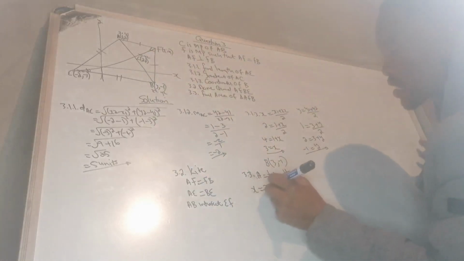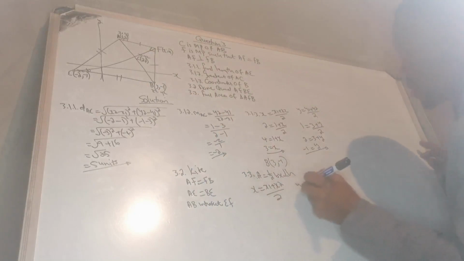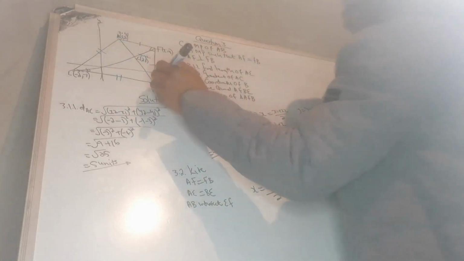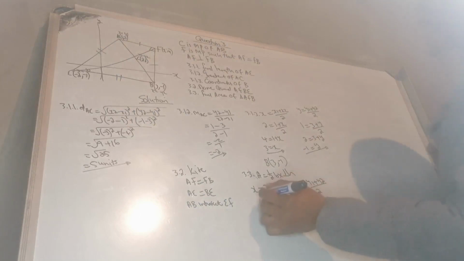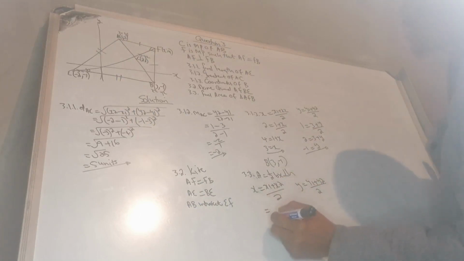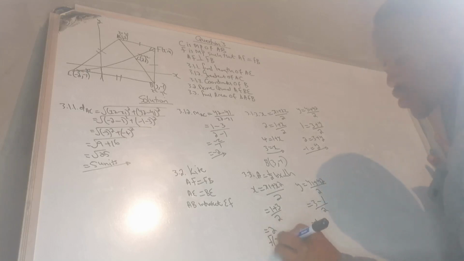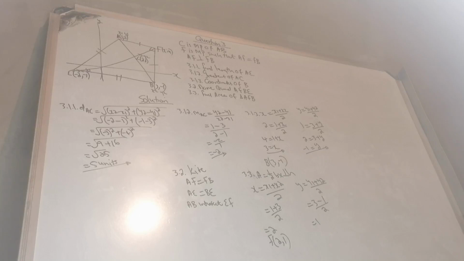The midpoint is X1 plus X2 divided by 2, Y1 plus Y2 divided by 2. This is X1, Y1, this will be X2, Y2. Then it will be 1 plus 3 over 2, and 3 minus 1 over 2. This is 4 over 2, which is 2, and this is 2 over 2, which is 1. So the coordinates of F are 2 and 1. When X is 2, Y is 1.